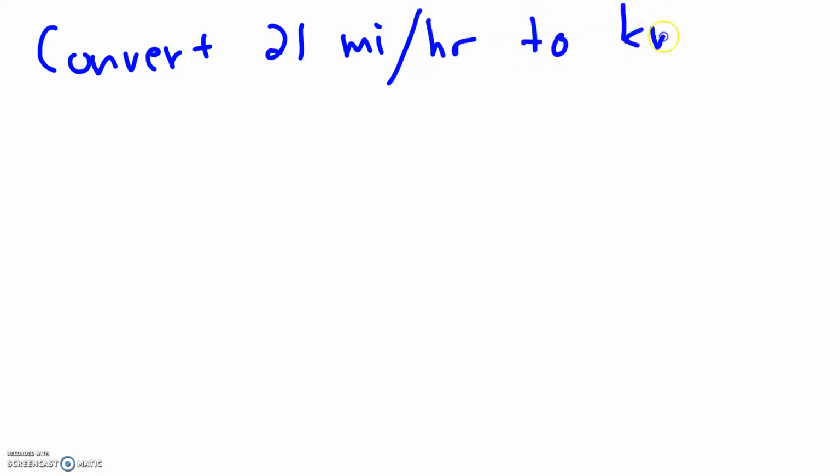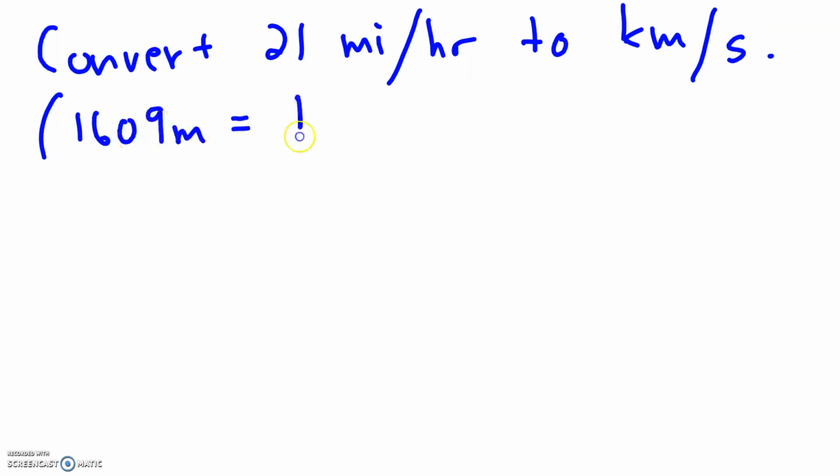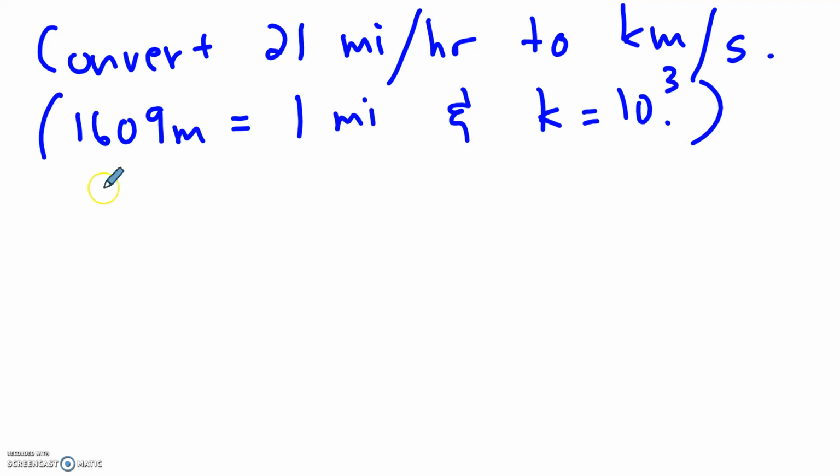So what if we have something like this? Convert 21 miles per hour to kilometers per second. And we're given some information. 1,609 meters equals 1 mile. Anything else we're given? Yes. We're given that kilo equals 10 to the 3. How do we proceed? You take the amount that we're starting with.